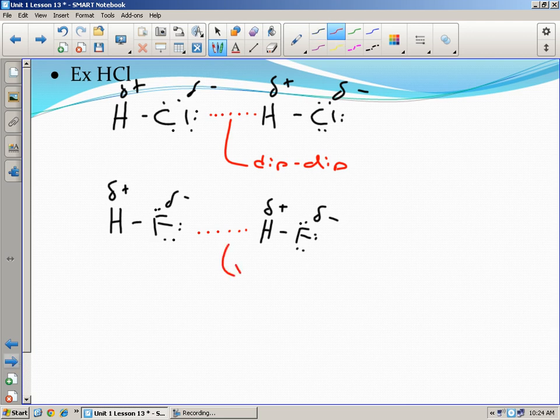This one's called hydrogen bonding because H is bonded directly to N, O, or F. That's important. Listen carefully. I'm going to give you some homework today. In order to have hydrogen bonding, you need to have H directly bonded to N, O, or F. They have to be bonded together. Otherwise, it's not hydrogen bonding. So this particular case is.